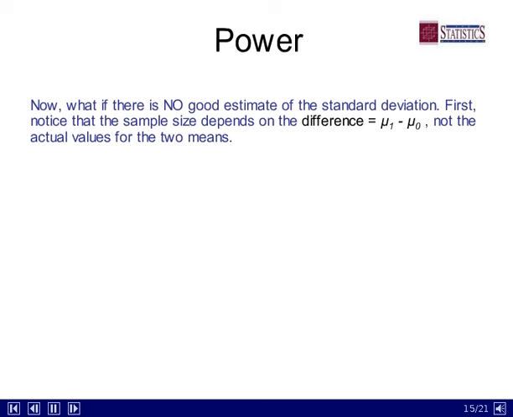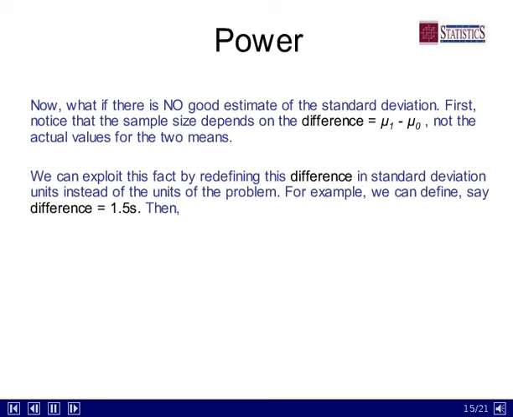Now, what if there's no good estimate of the standard deviation at all? Okay? So I don't even know S. I don't know anything. Don't know S, don't know sigma. So notice that the sample size depends on the difference, mu1 minus mu0, not the actual values of the two means. It really doesn't matter whether we're talking about 22 and 20 or 4 and 2. It's really that difference that's important. Okay, so you're talking about a shift of 2.